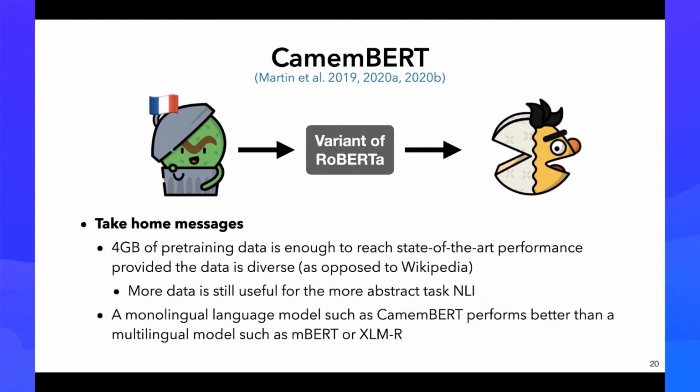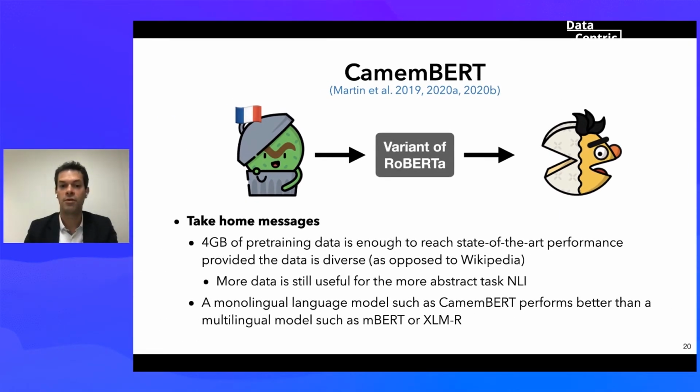Now, the take-home messages regarding CamemBERT are therefore that 4 gigabytes of pre-training data is enough to reach state-of-the-art or almost state-of-the-art performance, provided that the data is diverse, as opposed to Wikipedia, and that a monolingual language model such as CamemBERT performs better than a multilingual model such as mBERT or XLM-R.